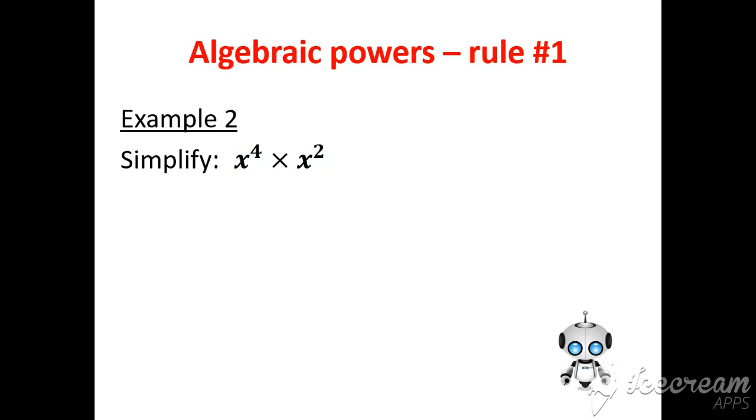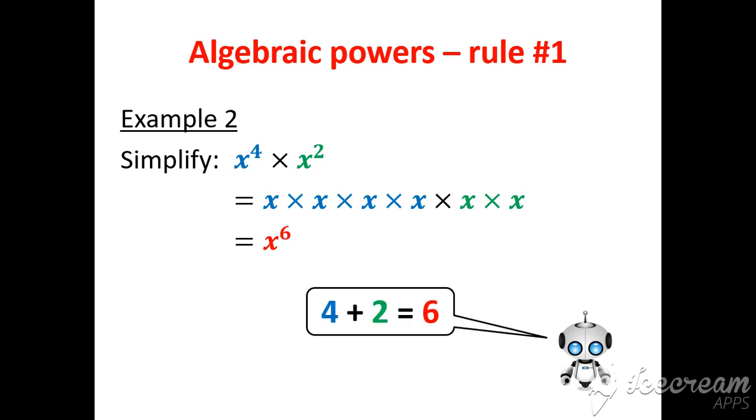Let's check that out with another example. So we're going to simplify x to the power of 4 times x squared. X to the power of 4 means x times x times x times x. And we're multiplying that by x squared, which is x times x. So we have x times x times x times x times x times x, which is x to the power of 6. It does seem like there's a quicker way of doing this and just going 4 plus 2 is 6.